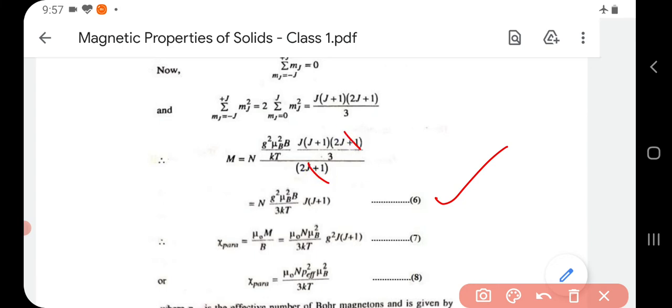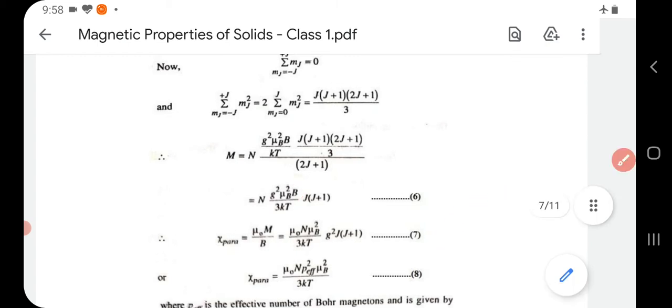So equation 6. Now paramagnetic susceptibility, that is chi para, is equal to, here you have the expression for M, right? M into mu 0 by B. That is the expression for paramagnetic susceptibility, that is mu 0 M by B. So here you have the expression for M. Now what you have to do, you just multiply with mu 0 and divide with B. When you divide with B, there is a B here, so B and B get cancelled. Okay, so your expression will be equation 7.